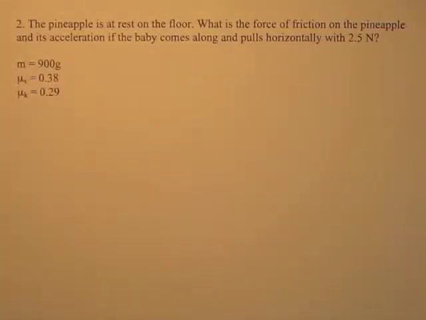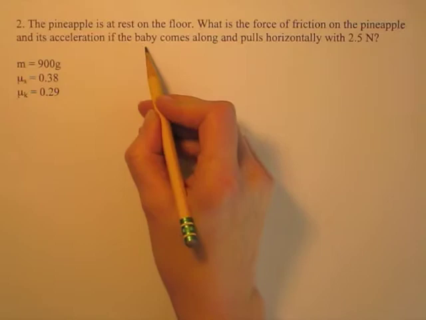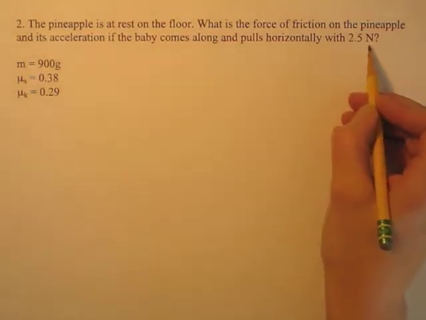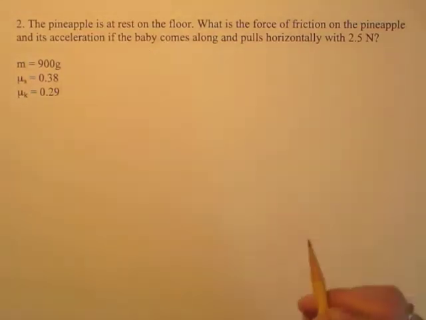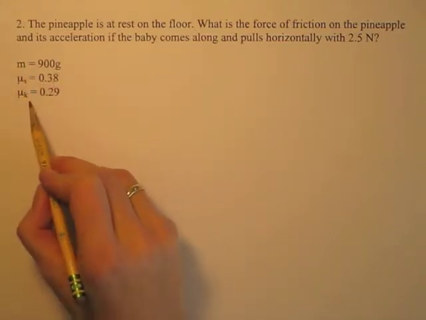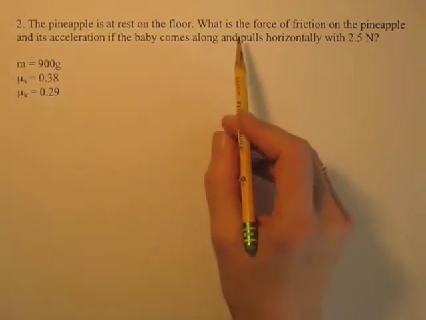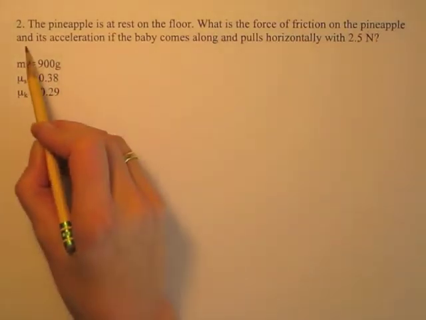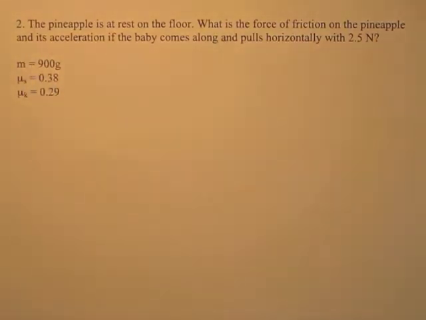This is our second example with working with coefficients of friction to solve problems. We're going to have the same pineapple, but this time the baby is going to come along and pull horizontally with 2.5 newtons. So less force than last time. Same mass of the pineapple, same coefficients of friction. What is the force of friction on the pineapple and its acceleration?